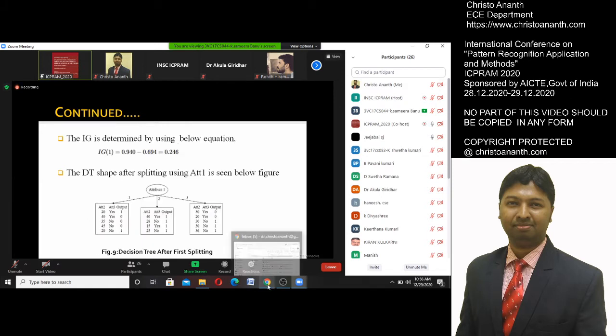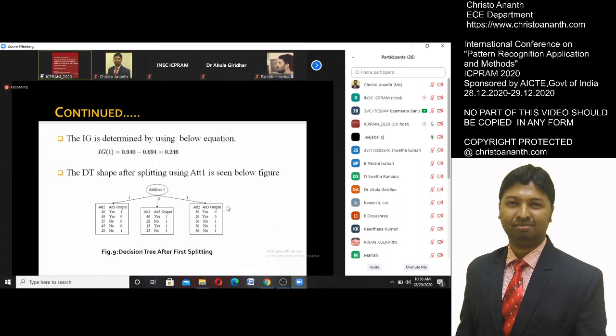The IG calculated for attribute 1 is 0.246, and it will also be calculated for the other attributes. So by this, if the IG value is maximum for attribute 1, the decision tree is split on the basis of attribute 1. So the decision tree is split first, and the preliminary tree is shown in the figure.